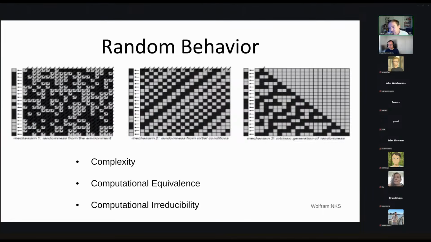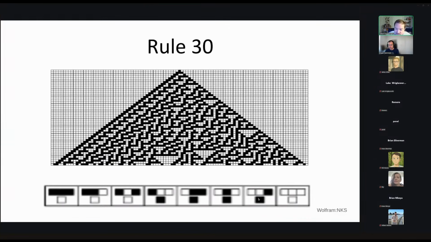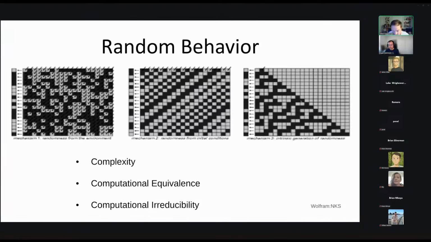But the third mechanism could be this simple pattern. It could be these simple programs where we have recipes that are only 8 bits or so, but end up generating what looks to an observer as a random sequence.